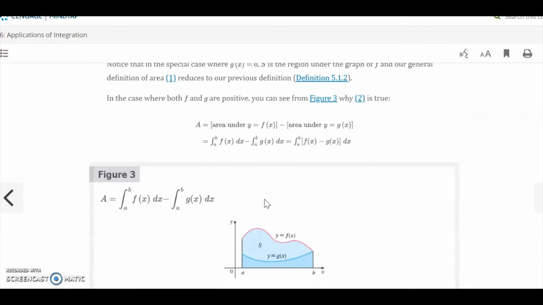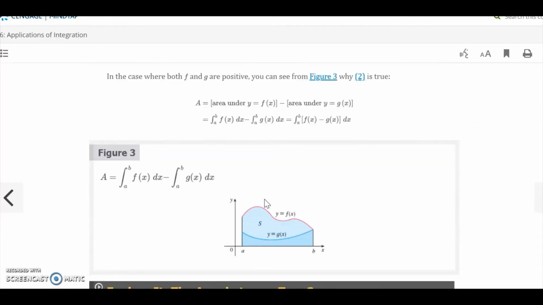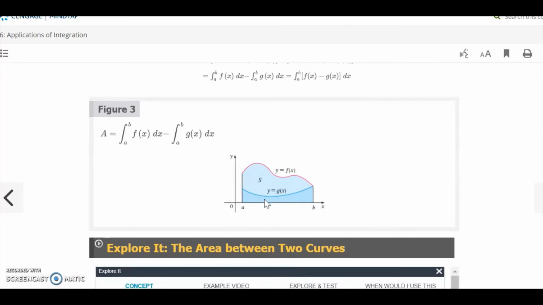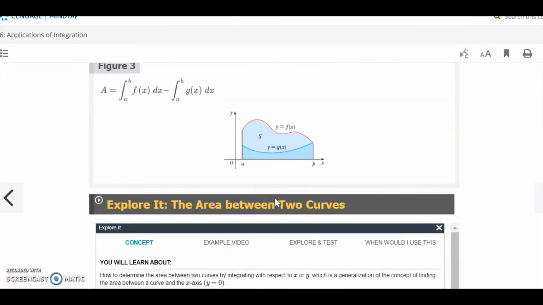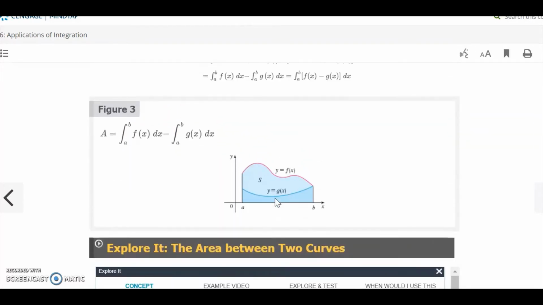All right. So then it shows how you can break this up into two different integrals if you wanted to. So it gives you f of x, and we know if we subtract this area down here, we get the area in between.